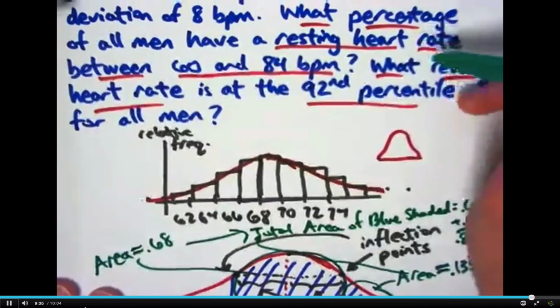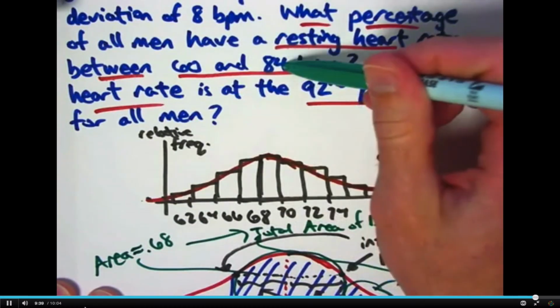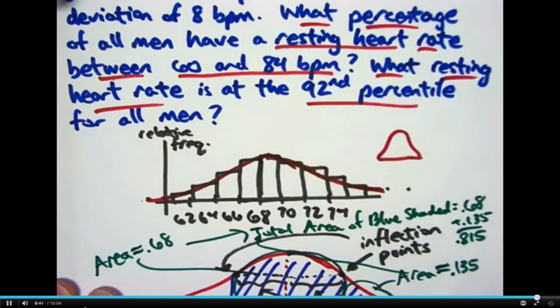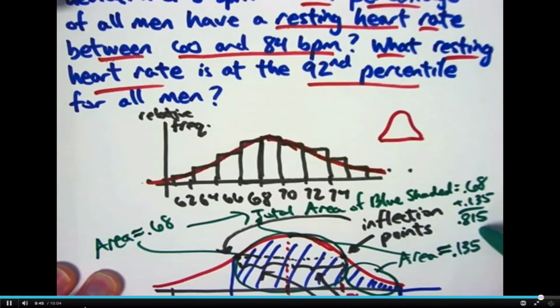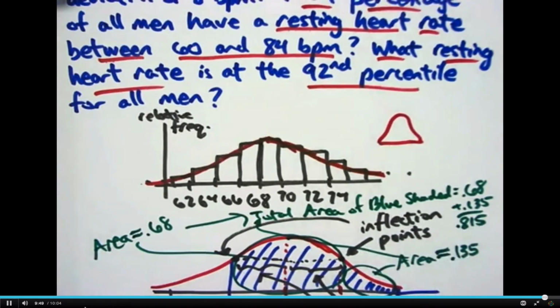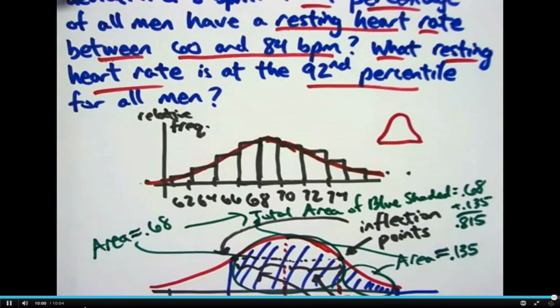In other words, the answer to the question about what percentage of all men have a resting heart rate between 60 and 84 beats per minute, assuming this normal curve model is accurate, is going to be about 81.5%. We could be off a little bit. It might be closer to 81% or closer to 82%. I think it's probably going to be a little closer to 82%, but I'm not sure. Let's say as a first estimate about 81.5% for this video, and in the next video we'll get a better estimate.